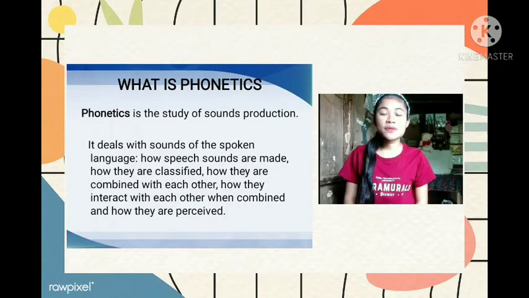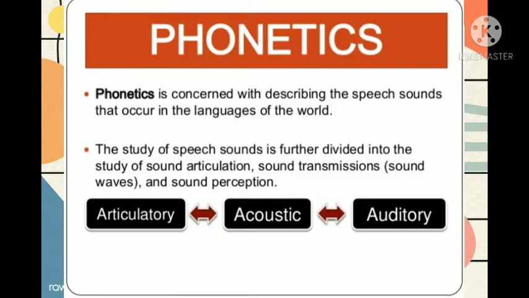And we are here to discuss phonetics. What is phonetics? Phonetics is the study of sound production. It deals with the sounds of the spoken language: how speech sounds are made, how they are classified, how they are combined with each other, how they interact with each other when combined, and how they are perceived. Phonetics is also concerned with describing the speech sounds that occur in the languages of the world.